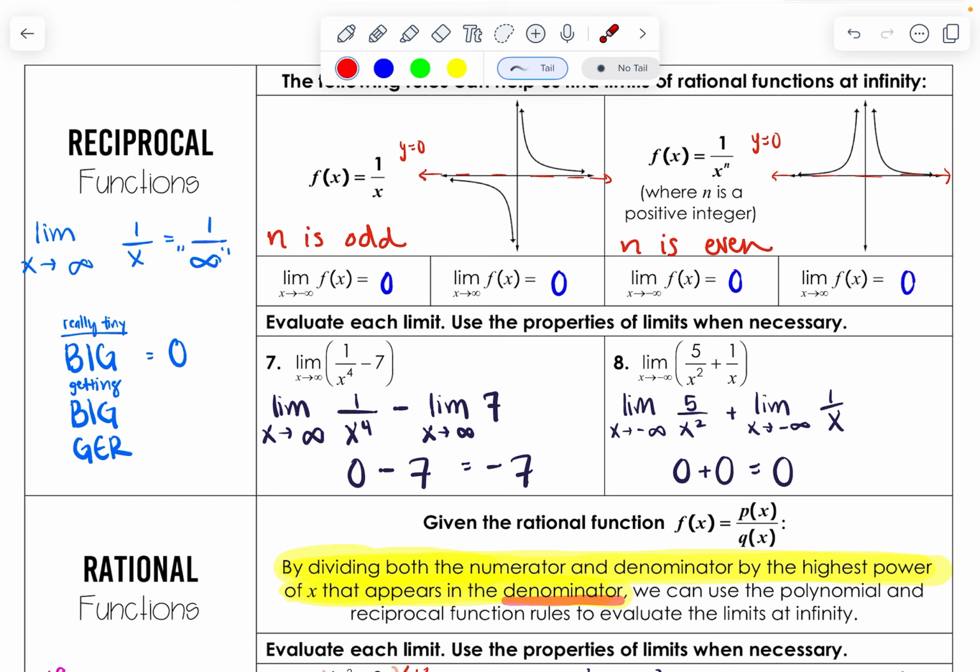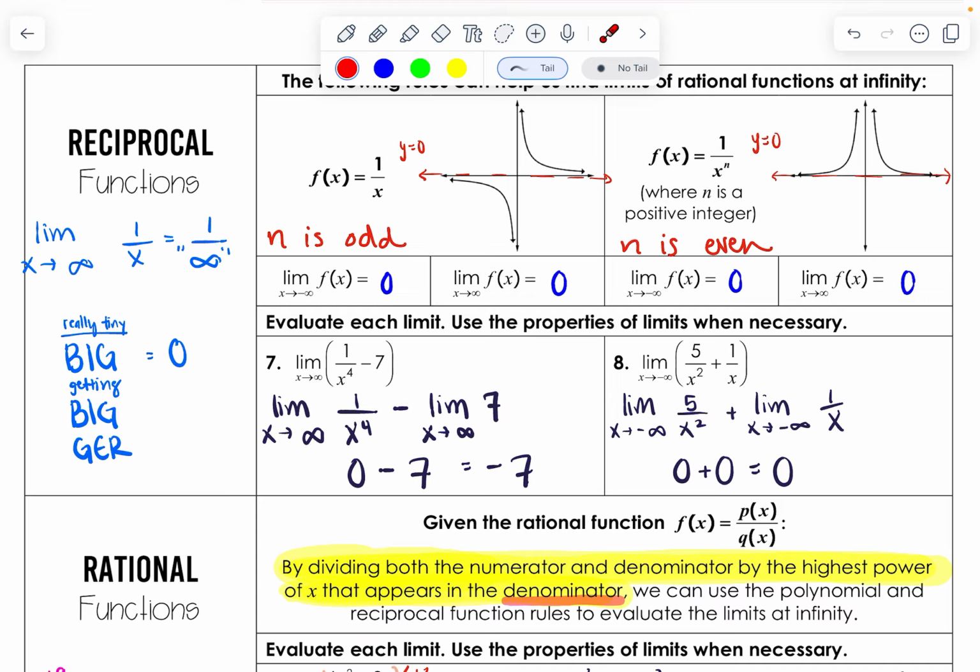Okay. So from trig, we worked with some rational expressions, rational equations, and a rational function is just when you have a polynomial over a polynomial. And the way we are going to take the limit at infinity of a polynomial over a polynomial is by dividing both the numerator and denominator by the highest power of x that appears in the denominator. We can then use those polynomial and reciprocal function rules we just learned to evaluate the limit.